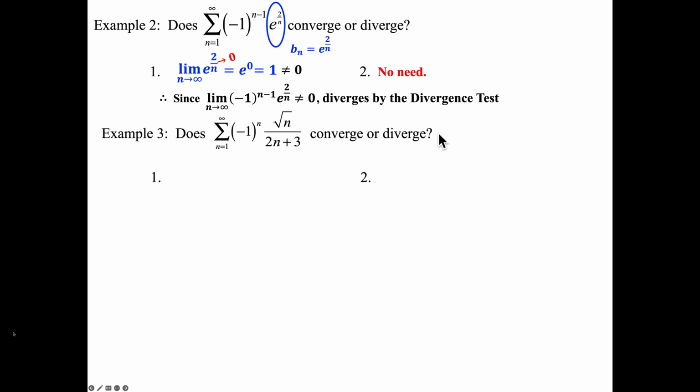All right, example 3. Does my series n equals 1 to infinity, negative 1 to the n power, square root of n over 2n plus 3, do we converge or do we diverge? There's my b sub n.